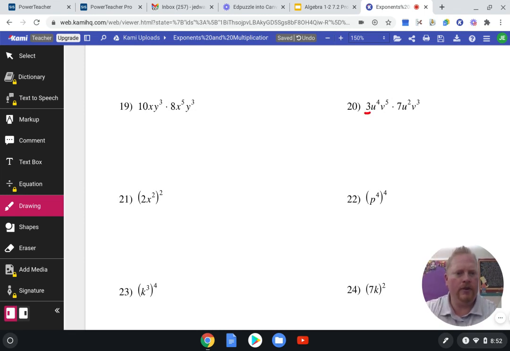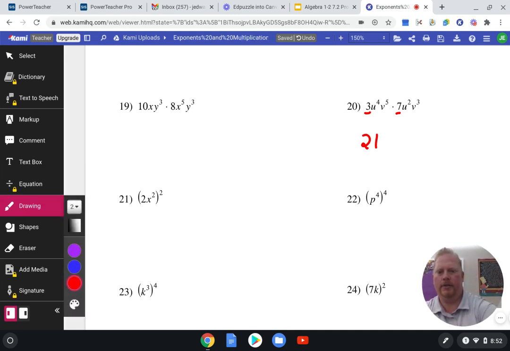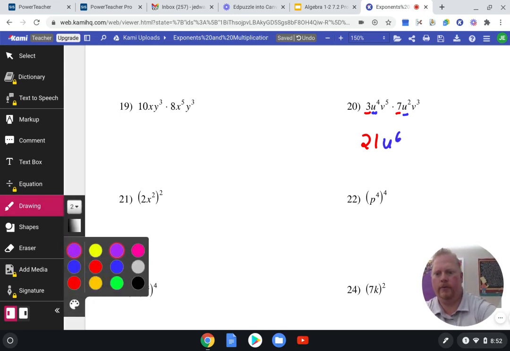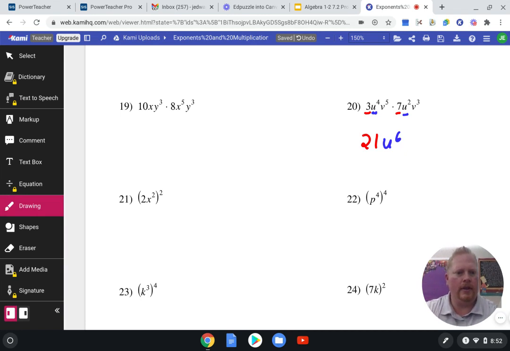So start with the coefficients. 3 times 7 is 21. Then I'll go back and add up my exponents. So u to the fourth, u to the second makes u to the sixth. And then v to the fifth, v to the third makes v to the eighth.